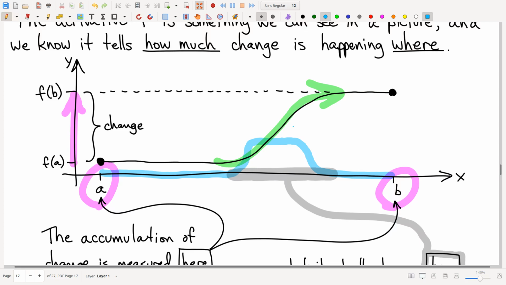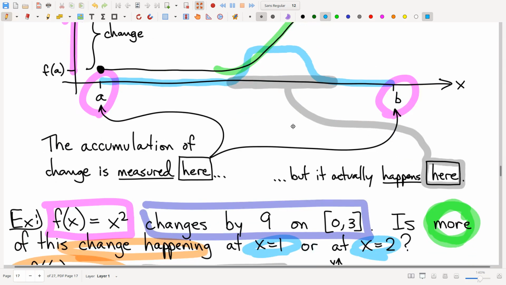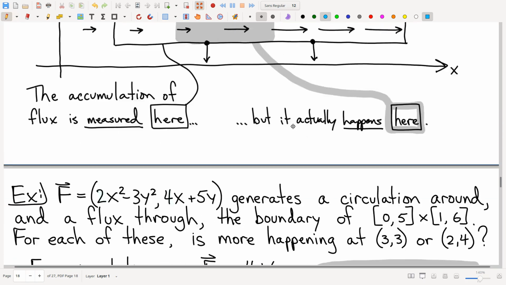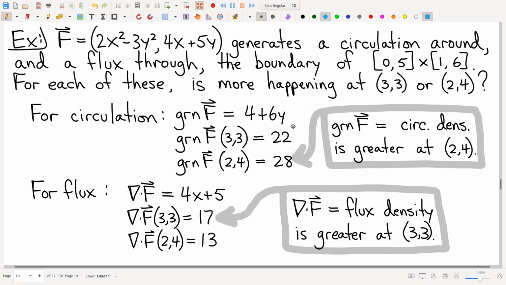So, in the same way that the derivative, aka the density, allows us to see where and how much of the change is happening between a couple of points we might want to compare, likewise, Green's operator is algebraically going to do the same job for us concerning circulation.